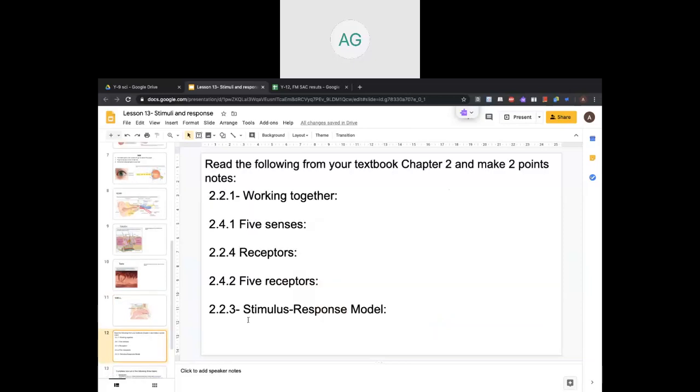Okay, so now I want you to write down, make some points or notes in your books about working together, five senses, five receptors, and most importantly, the stimulus and response model. So you can just make notes about them. And if you have made the notes for those ones, not just copying, please do not send me copying the slides to a Google Doc and send me as your work. If you are making notes in your own words, of course, you can send me that. I will tick off that as your work for this session.